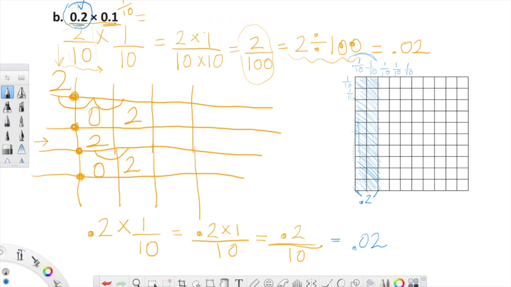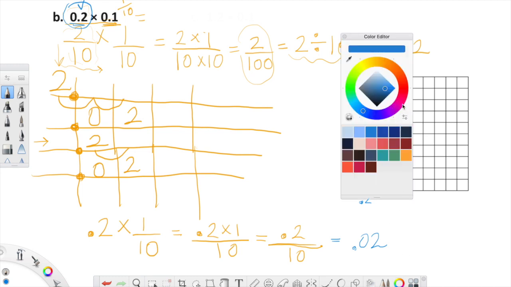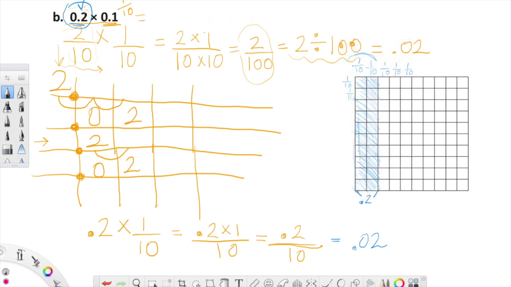So I've modeled my 2/10. I've shaded in 2 columns. Now what I'm going to do is model my 1/10. I've done my columns, now I need to shade in a row. How many rows am I shading in? I'm just shading in 1 row because I'm just looking for 1/10 of 2/10. So I'm going to shade in the entire row using 2 different colors. And I will label that: that's 1/10, that's 1 row.